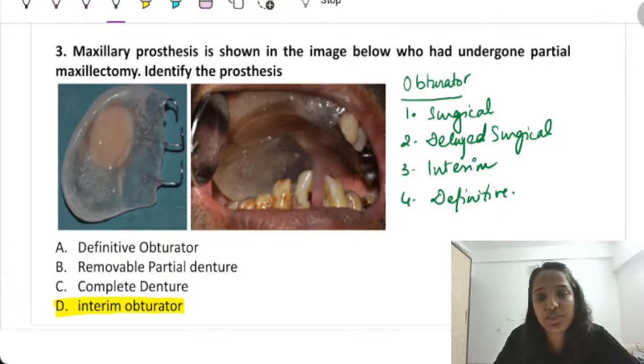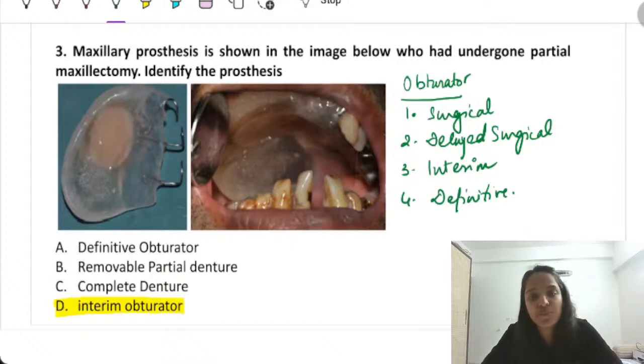A patient is planned for surgery, comes to you before the surgery, and then you make an impression of that particular maxilla and you outline the surgical defect that is going to be. The surgeon gives you the outline of the defect, you outline it, do the mock-up surgery on the cast, prepare a plate beforehand for your patient, and then immediately after the surgery, if you insert it, that is a surgical obturator.